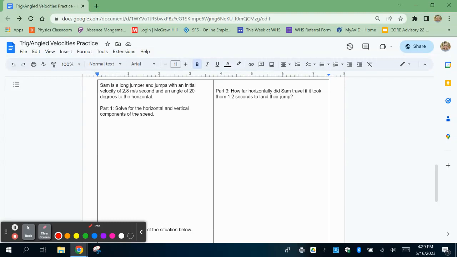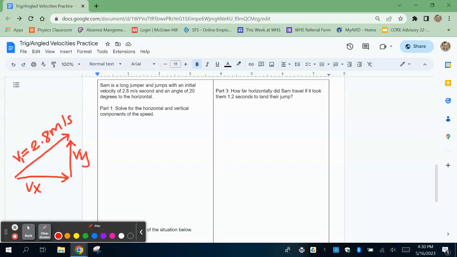It says Sam is a long jumper and jumps with an initial velocity of 2.8 meters per second at an angle of 20 degrees to the horizontal. So what this looks like is our hypotenuse, which is our angled speed, V equals, this is our initial speed, 2.8 meters per second. This angled speed would not happen unless we had part of it in the x direction, so this is Vx, and part of it in the y direction, this is Vy.